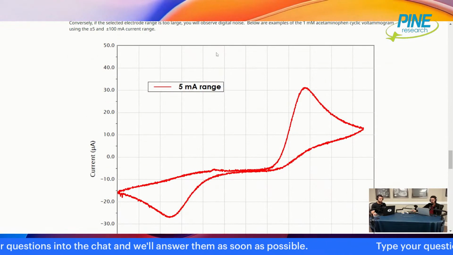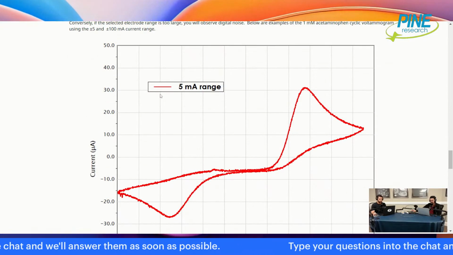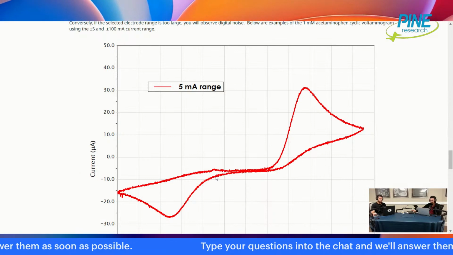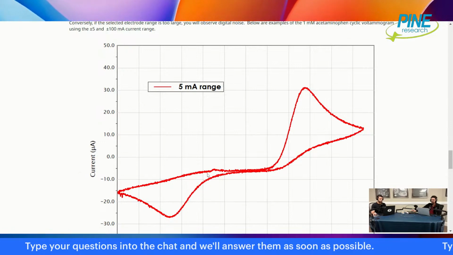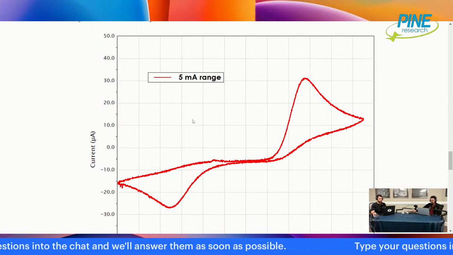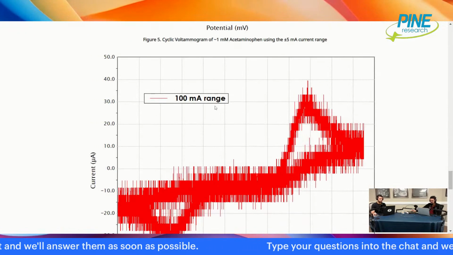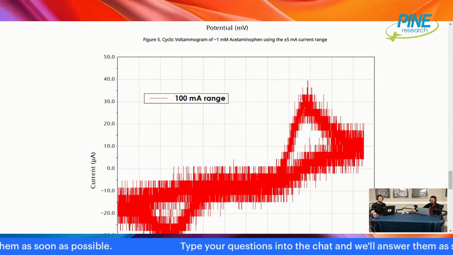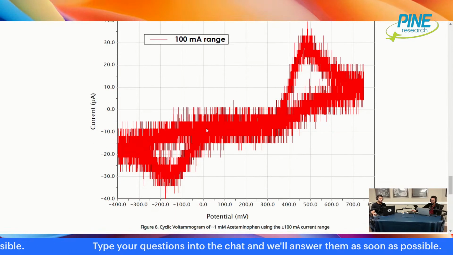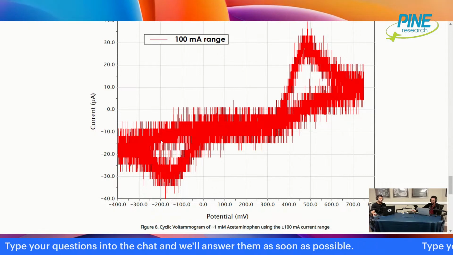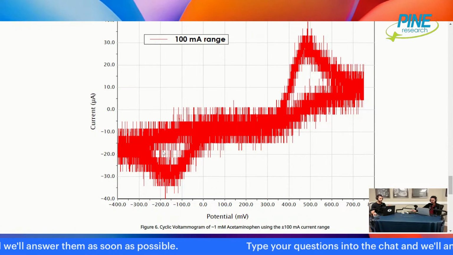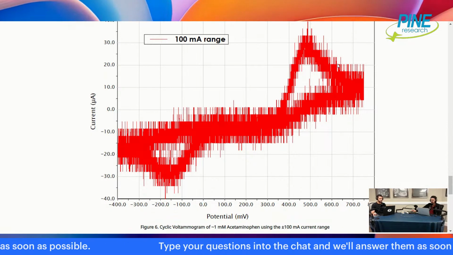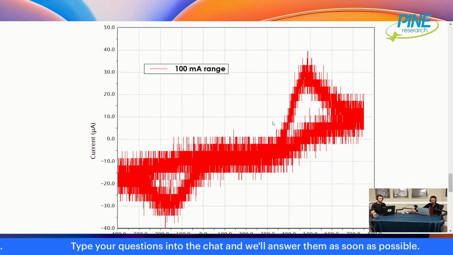Similarly, when you start to pick larger ranges, this is the 5 milliamp range, the data becomes noisier. It still contains all the data, but it's clearly noisier. And of course, if you pick a very large range like 100 milliamps, you're looking at lots of digital noise, even though the signal is still there. You can see the anodic and the cathodic waves, but clearly there's a lot of digital noise.